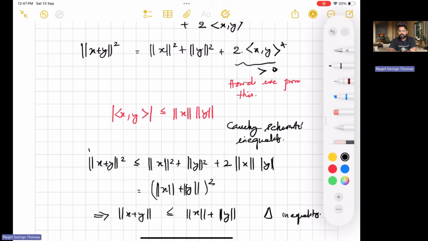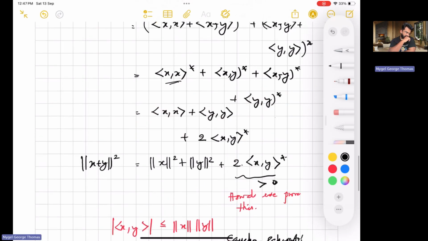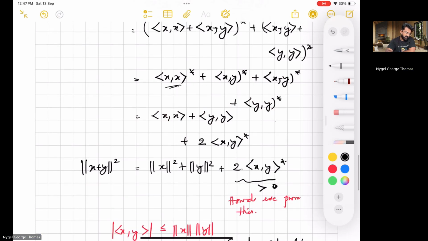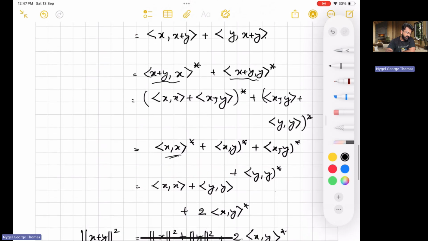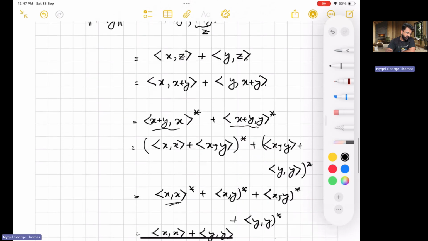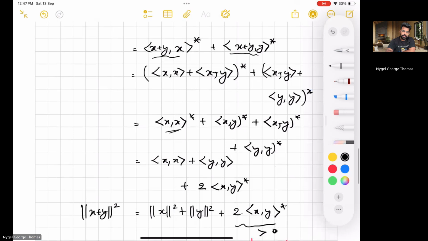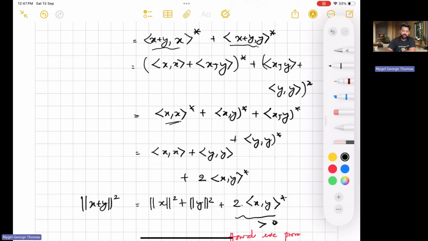So we have to apply the Cauchy-Schwarz here. I think there is some mistake here. Is it the inner product while we are adding it? That also I have to recheck. Okay, please recheck it from your end as well.